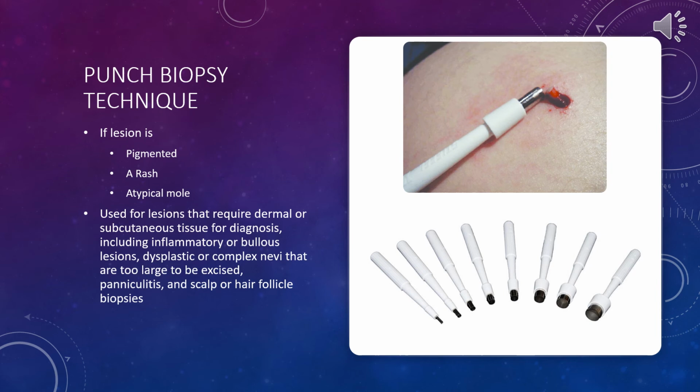Preparing the skin for a punch biopsy is the same as for a shave biopsy. You'll clean the skin and inject with lidocaine in the same manner. The punch biopsy can remove the entire lesion or just a portion. The most common instrument you'll see used in clinics are the disposable ones, and they range in size from 1 to 12 millimeters.